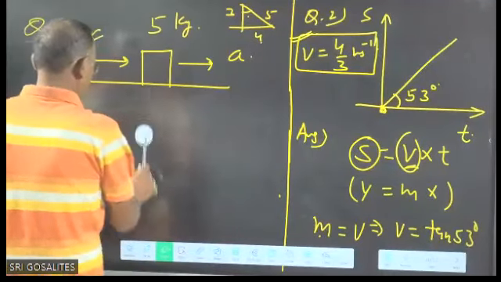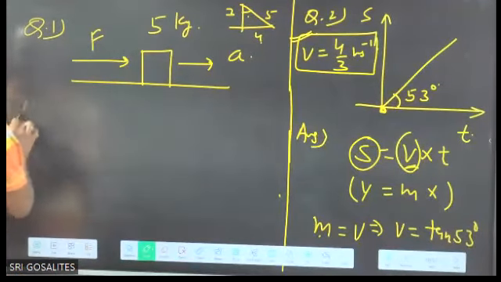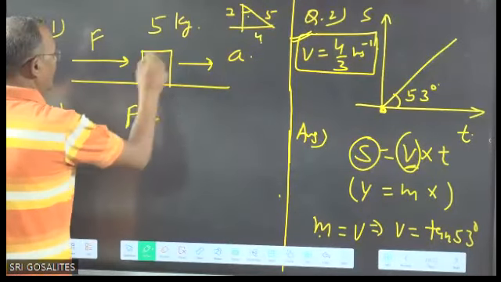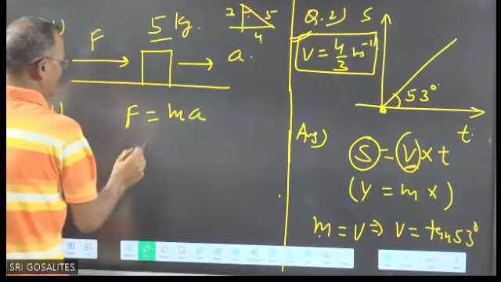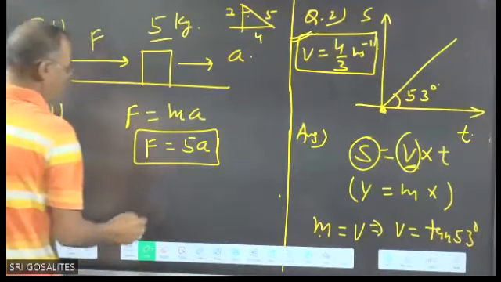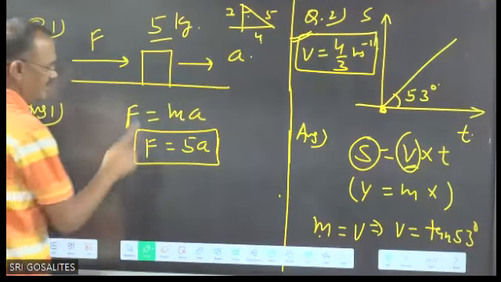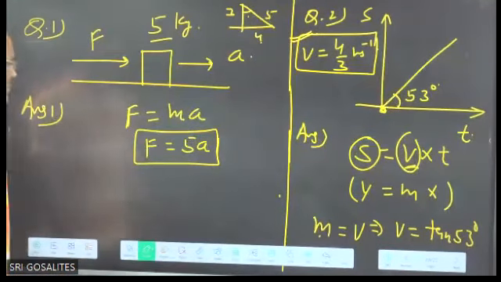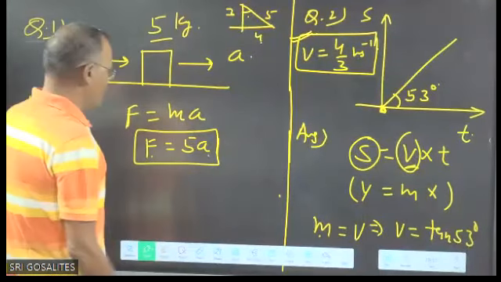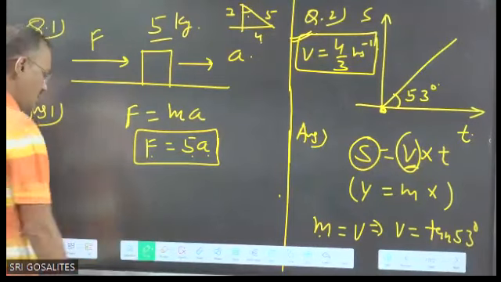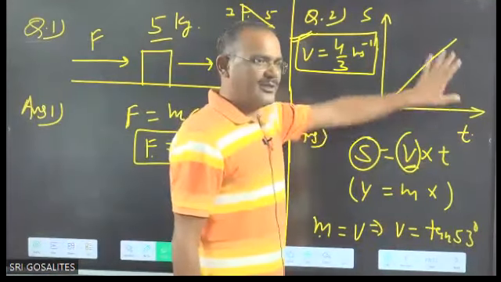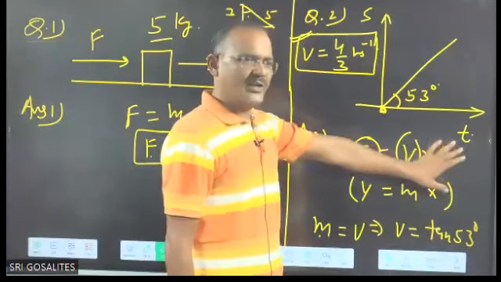See, here in the first question, we all know that F equals ma. So F equals mass, which is 5, times a. If you have a graph here for this situation between F and A, then mass is the slope. First you tell me, shall I rub it? Shall I clean it, beta? Okay.